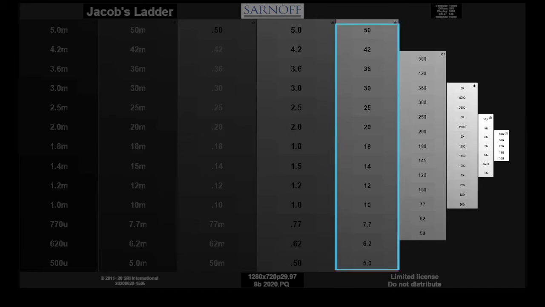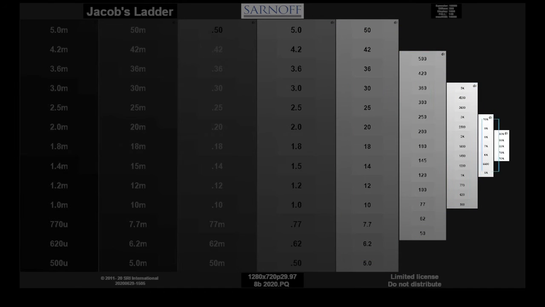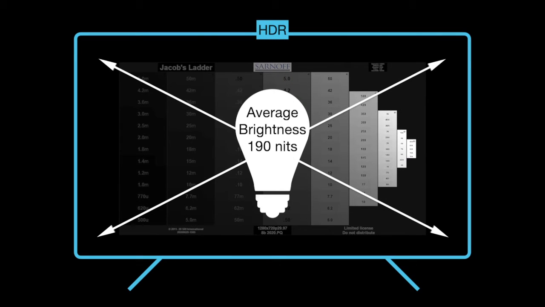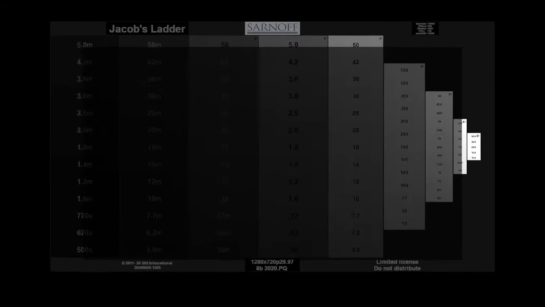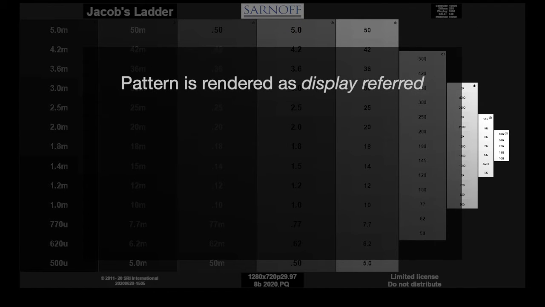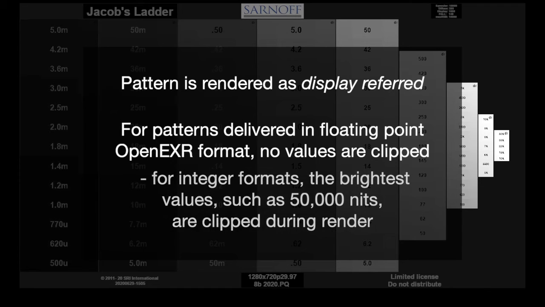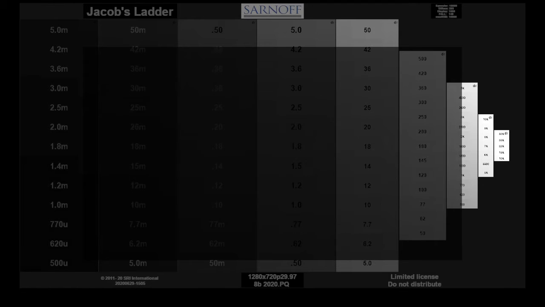The brighter stair steps use less area in order to reduce the average display power required. The average brightness of the entire frame is about 190 nits. The pattern is rendered as display referred. For patterns delivered in the floating point OpenEXR format, no values are clipped. But for integer formats, the brightest values, such as 50,000 nits, are clipped during render.